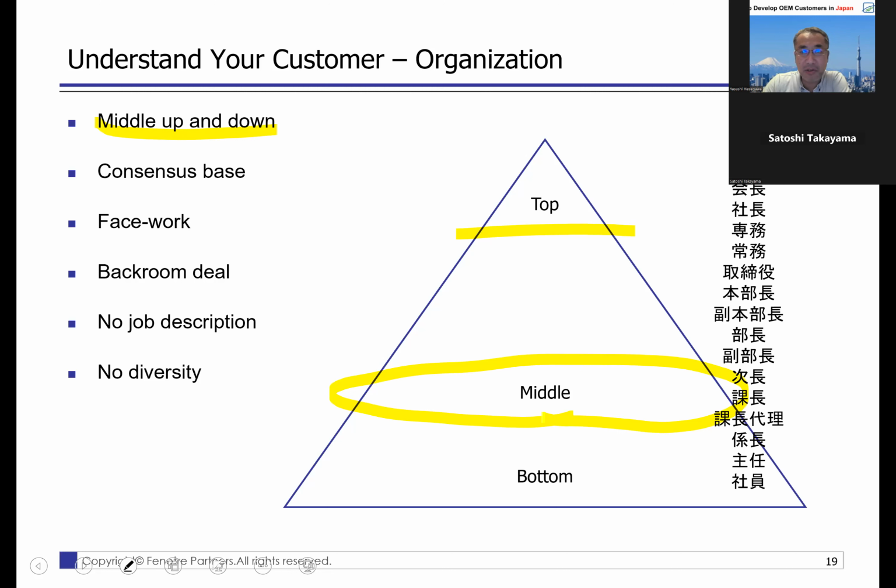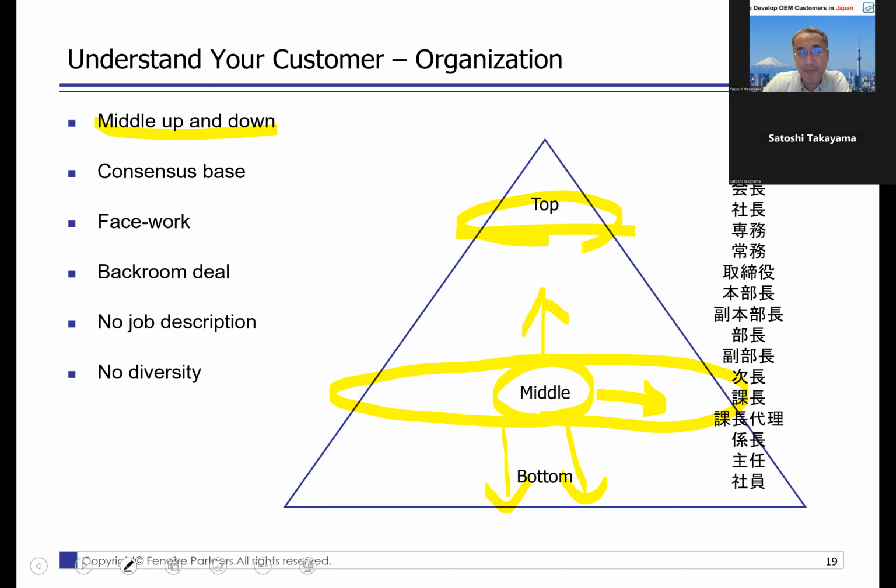However, they cannot make a decision on their own, so they have to build consensus by talking with other middle managers and their staff, and need to get approval from a higher level. So when you try to develop a Japanese customer, you have to meet the key person in the middle. That is very important. And top people are sort of honorary posts or sinecures. So sometimes they do nothing.